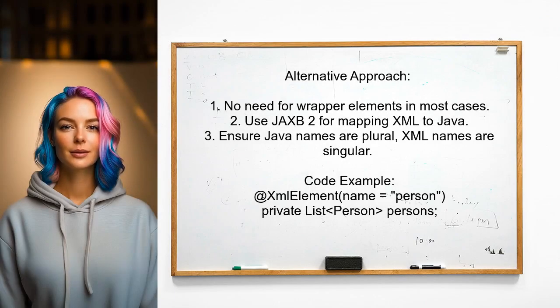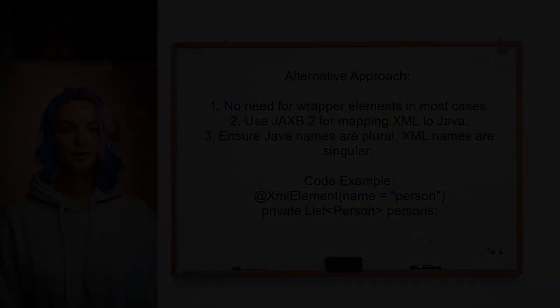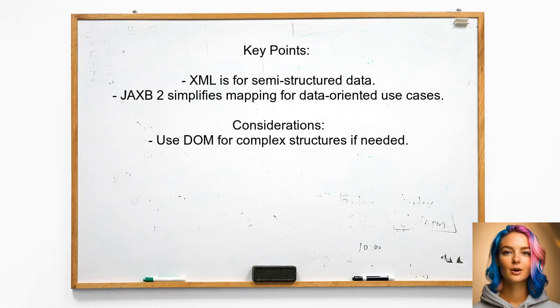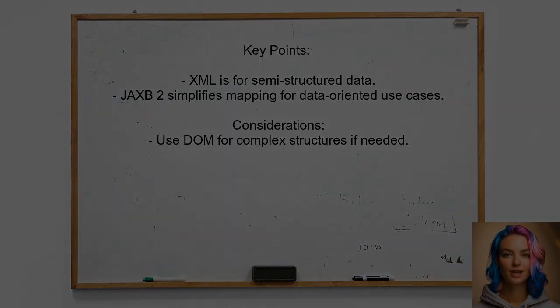This user suggests that when working with list elements in XML, you typically do not need to wrap them in a parent element. They explain that the JAXB 2 specification allows for list properties to represent multiple occurrences of elements directly. However, it's important to ensure that Java member names are plural, while the XML element names should be singular. For example, you can use the @XmlElement annotation to achieve this. The user also notes that XML is designed for semi-structured data, which doesn't always map neatly to Java classes. They mention that JAXB 2 was created to simplify this mapping for common data-oriented use cases.